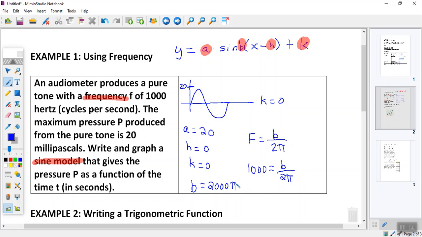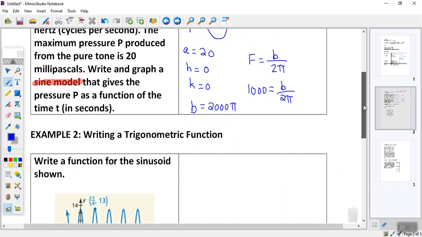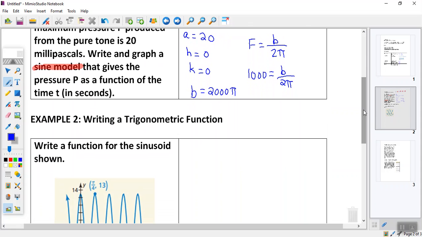What do you think, friends? Okay, so here's the deal. Do I have an a value, an h value, a k value, and a b value to plug in? Yes. This function can be modeled by the following. And y equals... Okay, what was the a value, friends?